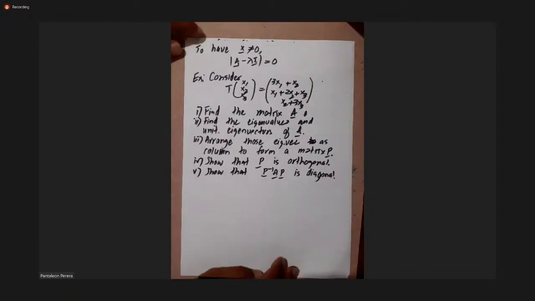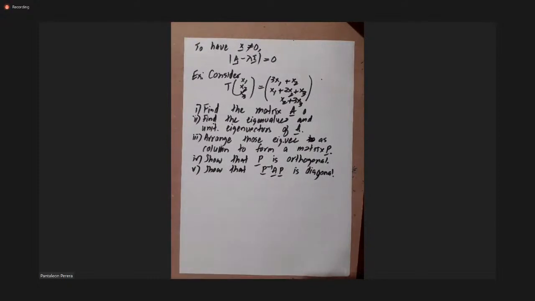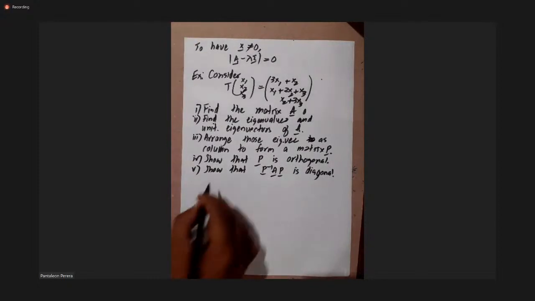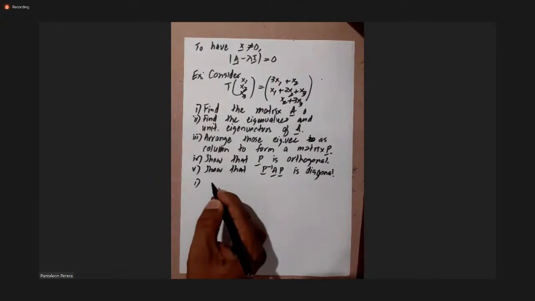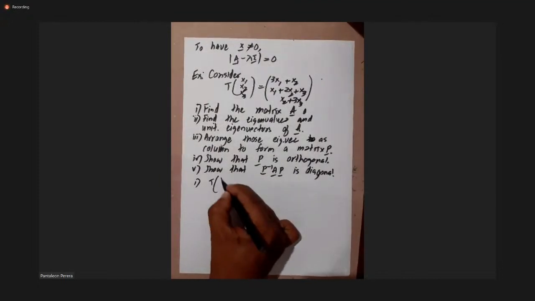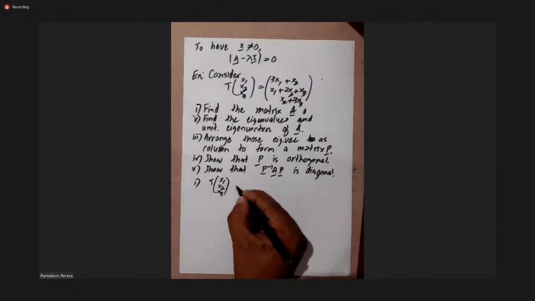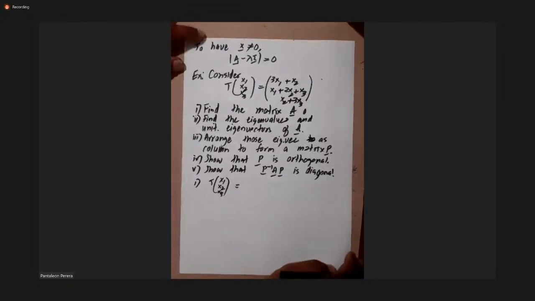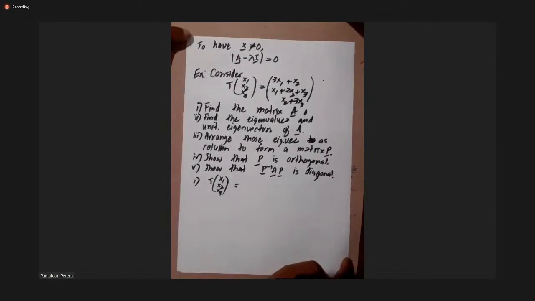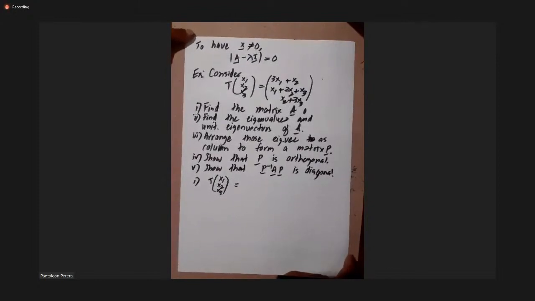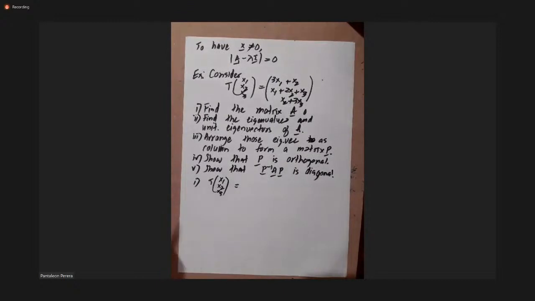Right. We'll do this problem. You can find the matrix of transformation. I want to finish everything. I think I want to finish the quadratic forms as well. But I think we better finish with this problem. Tomorrow I'll finish everything.